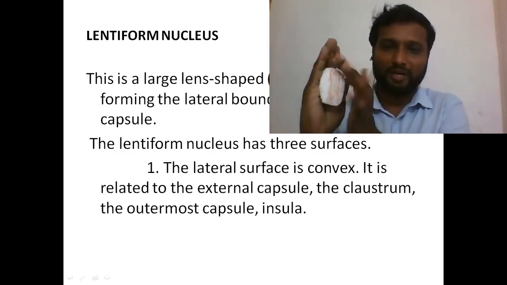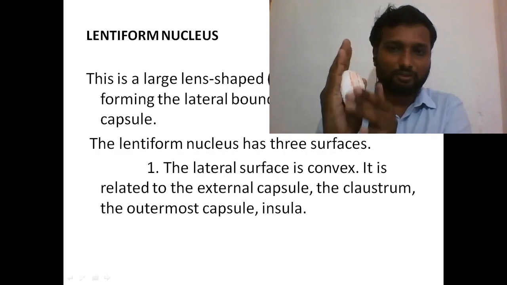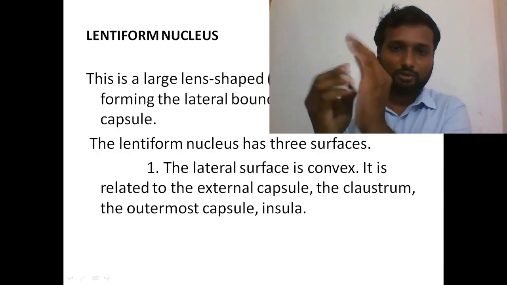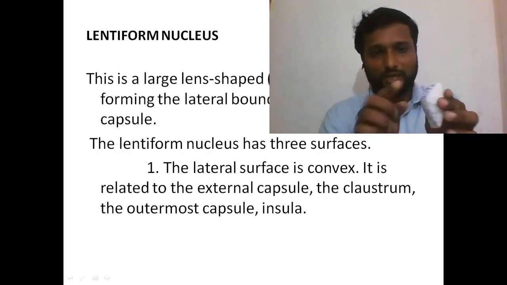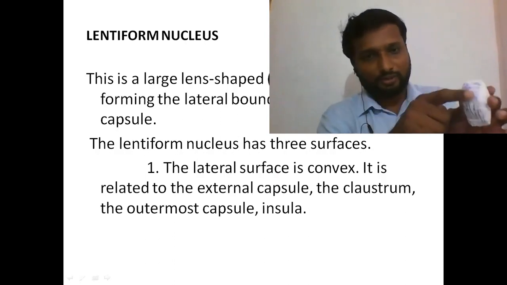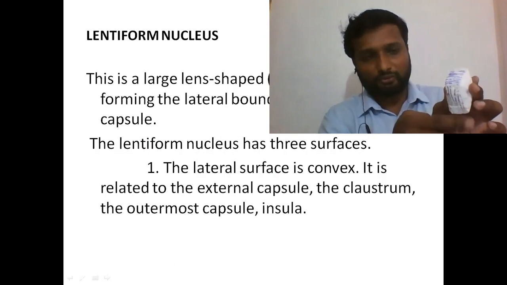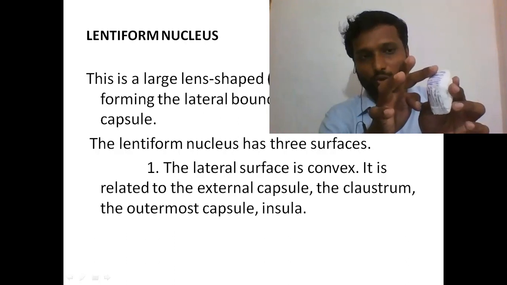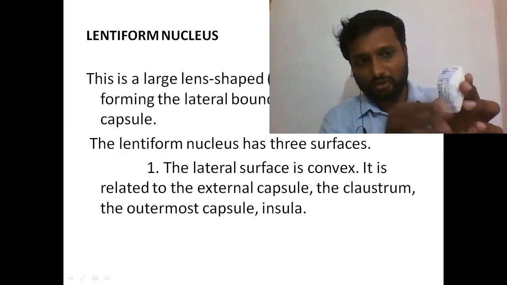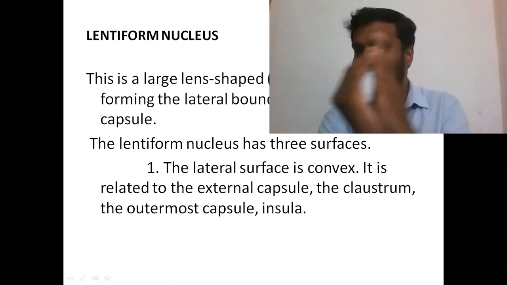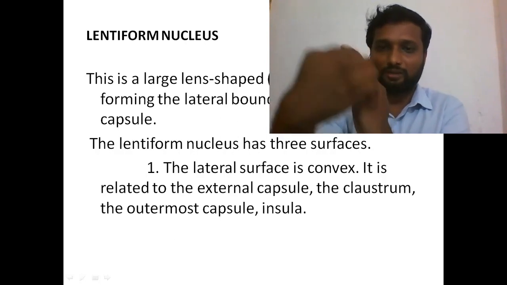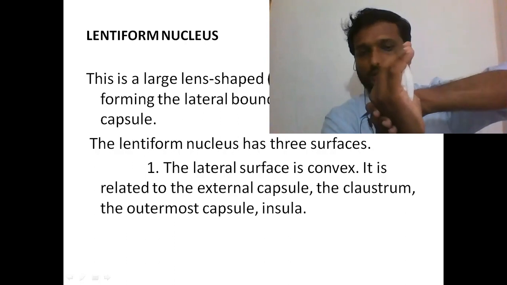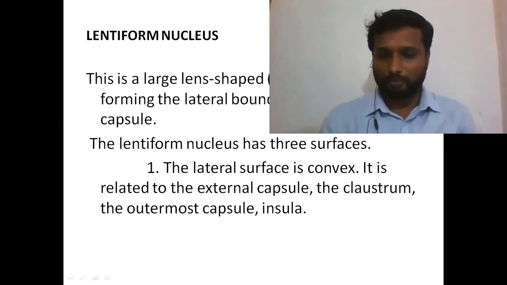It has one medial surface, this one, then one lateral surface and one inferior surface. Actually, the lateral surface is divided into two: one lateral proper and one inferior surface. See, like this, this will be the shape. This is the medial surface, and in the lateral part there are the lateral surface and the inferior surface.